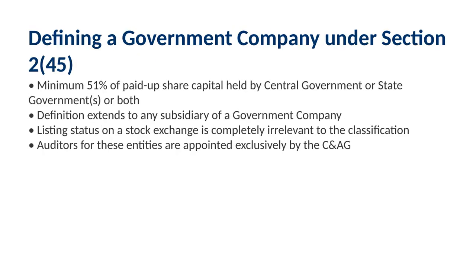Moving into the theoretical applications, let's clarify what actually constitutes a government company. According to Section 245 of the Companies Act, a government company is one where at least 51% of the paid-up share capital is held by the central government, a state government, or a combination of both. This also includes any subsidiary of such a company. A very important point for your exams: whether the company's shares are listed on a stock exchange or not is completely irrelevant to this definition. If the shareholding criteria are met, it's a government company and the auditors are appointed by the C&AG.